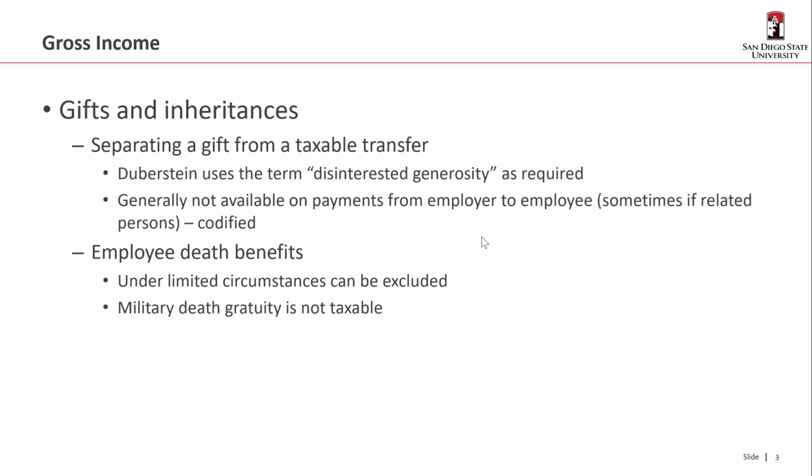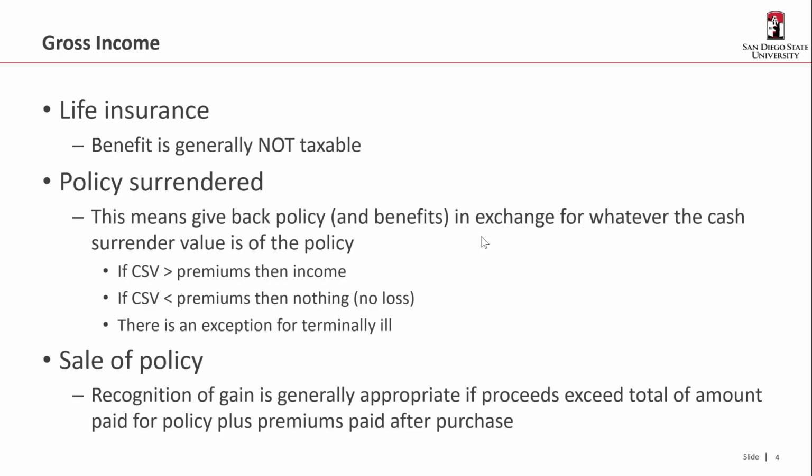Employee death benefits under limited circumstances can be excluded. Military death gratuity is not taxable. So there's a couple ways that an employer can pay off the family or descendants of an employee, and that can be excluded. I won't dig in a lot on that. The book does a decent job with it. Life insurance policy benefits are generally not taxable.